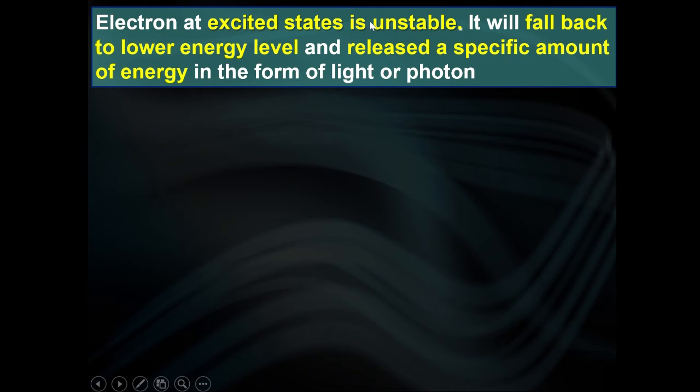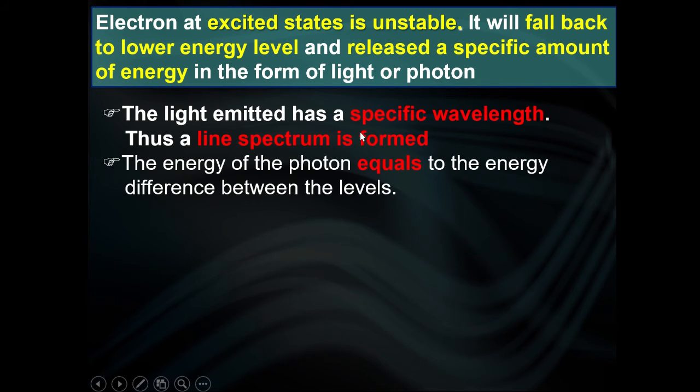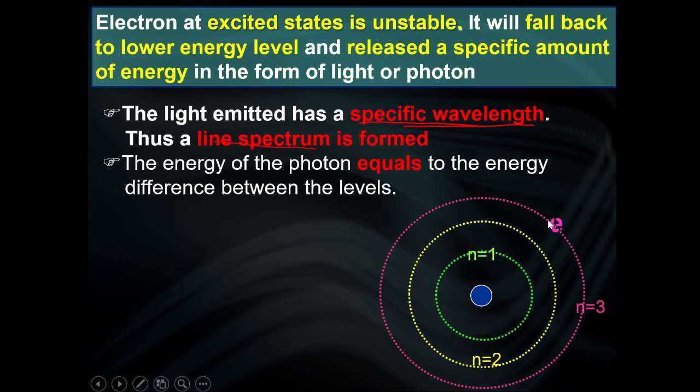But an electron at an excited state is unstable. It will fall back to a lower energy level and release a specific amount of energy in the form of light or photon. Right? So the light emitted will have a specific wavelength. Thus, a line spectrum is produced. The energy of the photon equals the energy difference between the levels. So this electron just now, at the excited state n equal to 3, will fall back to its ground state, releasing energy in the form of light, in the form of photon.